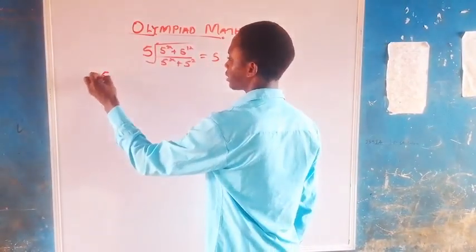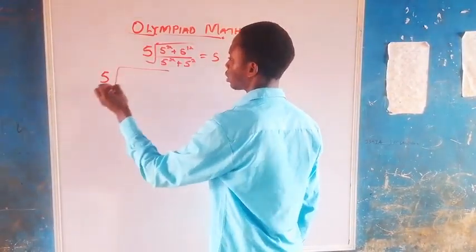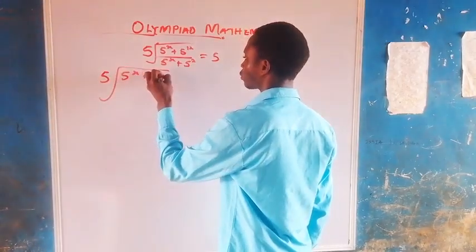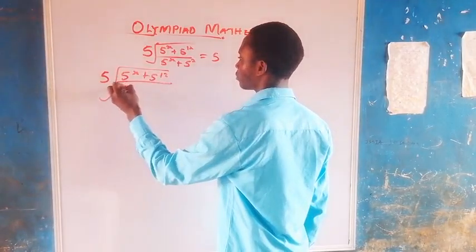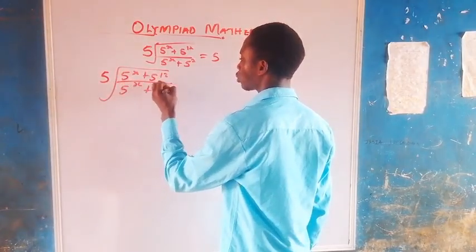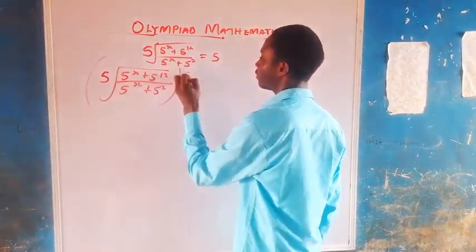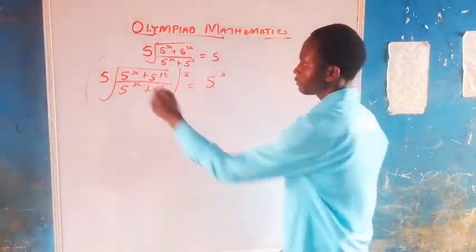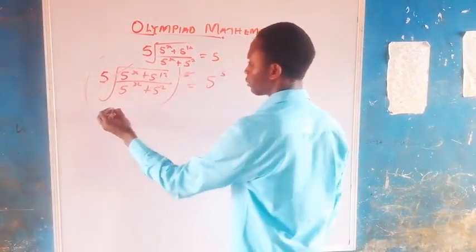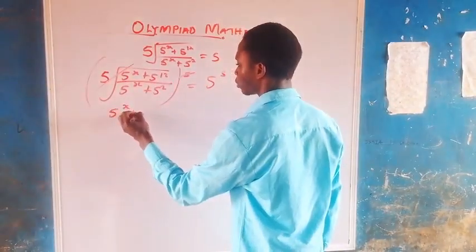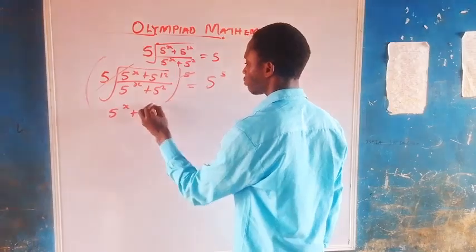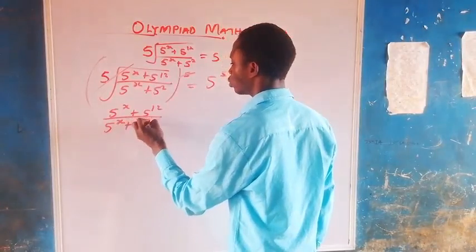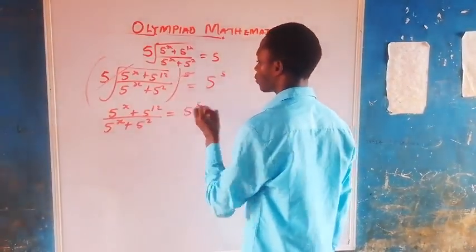Okay? So now I'm having the fifth root of 5 to the power of x plus 5 to the power of 12, divided by 5 to the power of x plus 5 to the power of 2, all to the power of 5, equals 5 to the power of 5. That's cool. So the fifth root of this will be cleared, and then I will be left with 5 to the power of x plus 5 to the power of 12, being divided by 5 to the power of x plus 5 to the power of 2, equals 5 to the power of 5, okay.